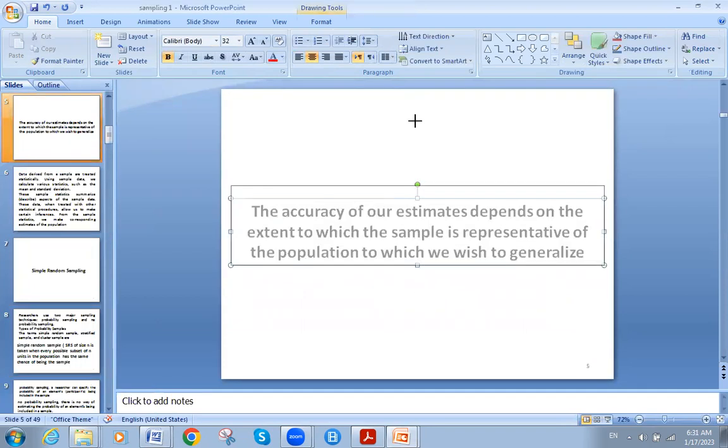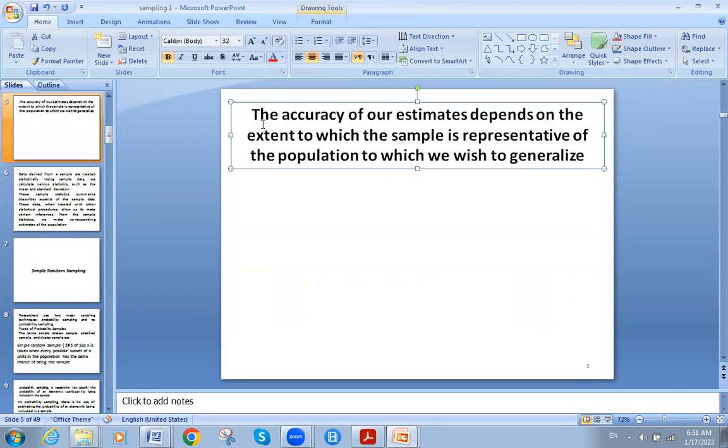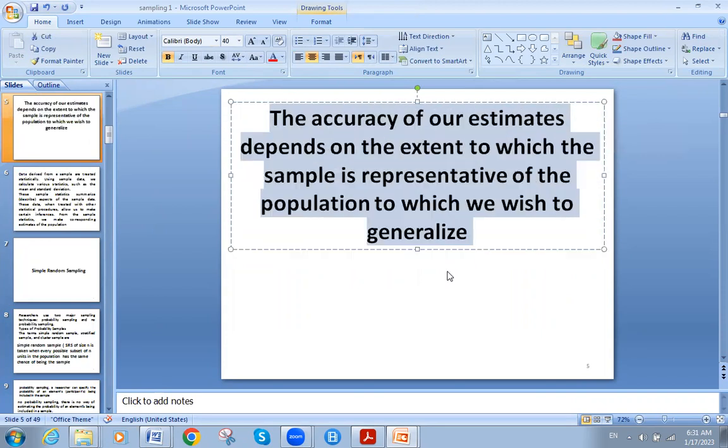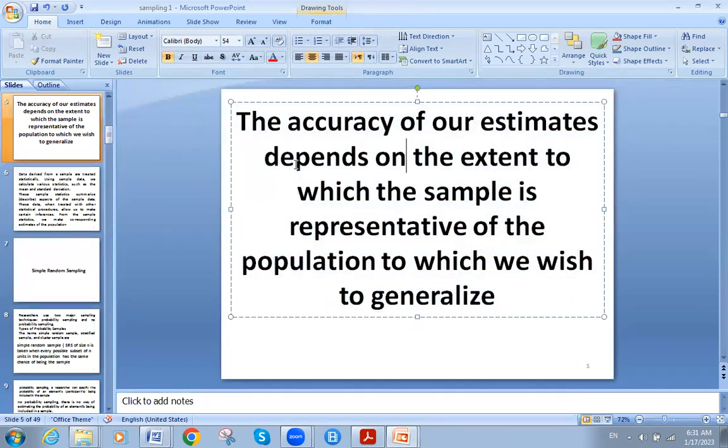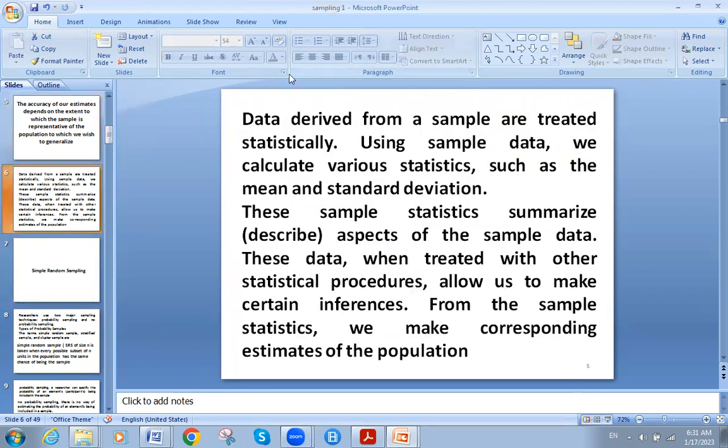Now let's see, what do we mean by these words? The accuracy with which the sample is representing. The accuracy of our estimates depends on the extent to which the sample is representative of the population to which we generalize. So accuracy means how far the sample represents the population. That is the point here.